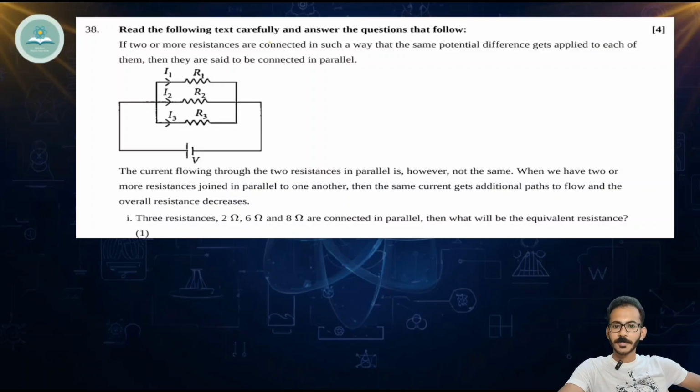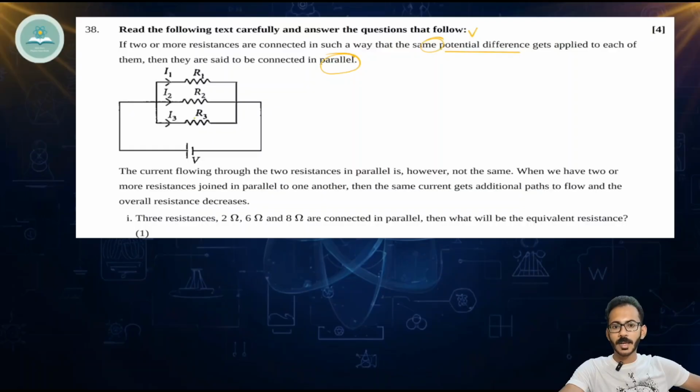If two or more resistances are connected in such a way that the same potential difference gets applied to each of them, then they are said to be connected in parallel. Just now we said that in parallel connection, the potential difference will be the same. The voltage will be the same in parallel connection.